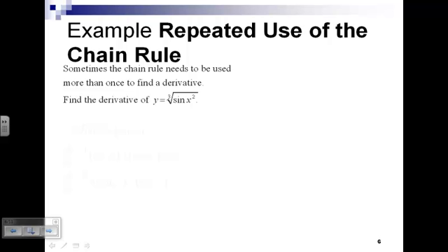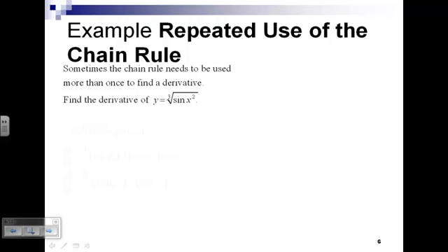Okay, so I would like you to write y is equal to the cube root of x sine x squared on your paper right now. I would like you to think about this using the chain rule, and work on it with your partners for just a second. Let me give you about 45 seconds.